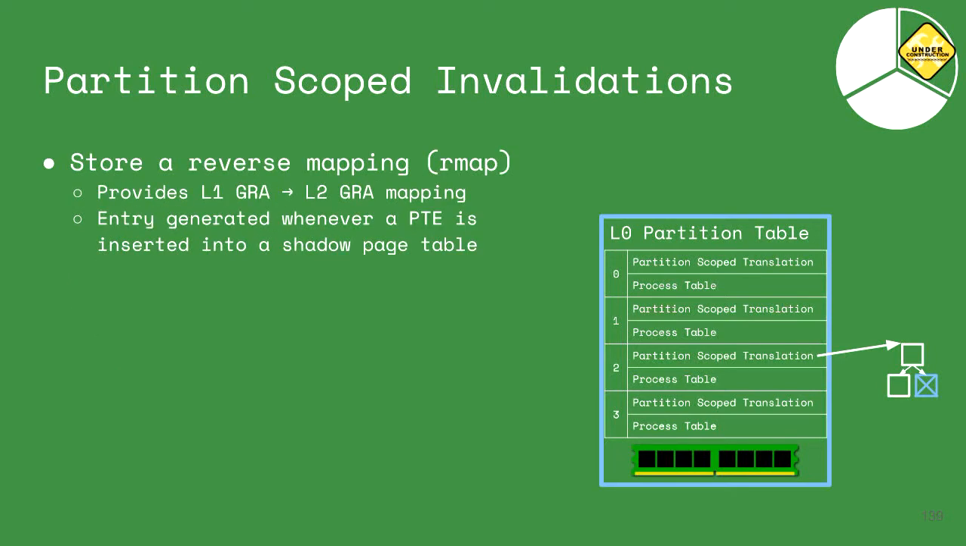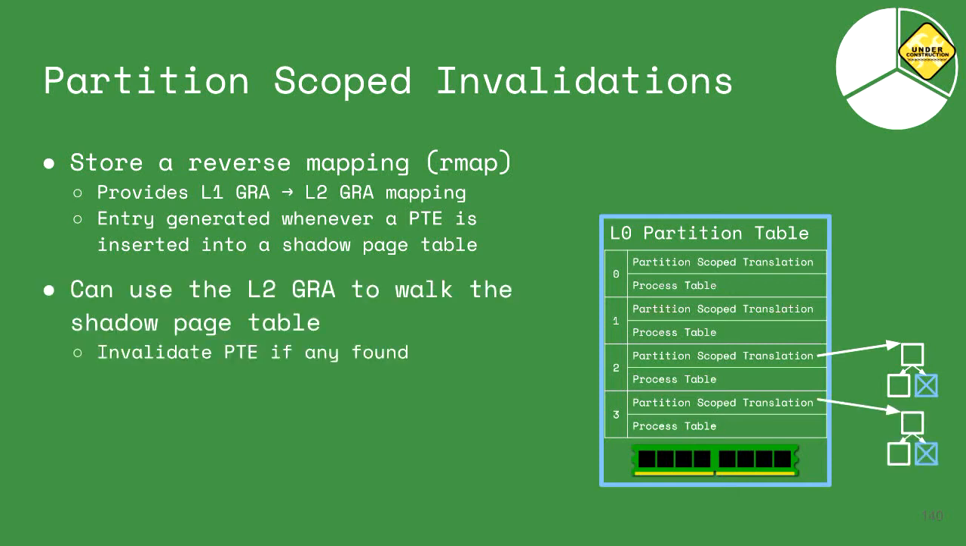To solve this problem, we introduced the idea of a reverse mapping, or an R-map. And what this essentially contains is the level 1 guest real to level 2 guest real address mapping. And one of these is created whenever a PTE is generated in the shadow page table.